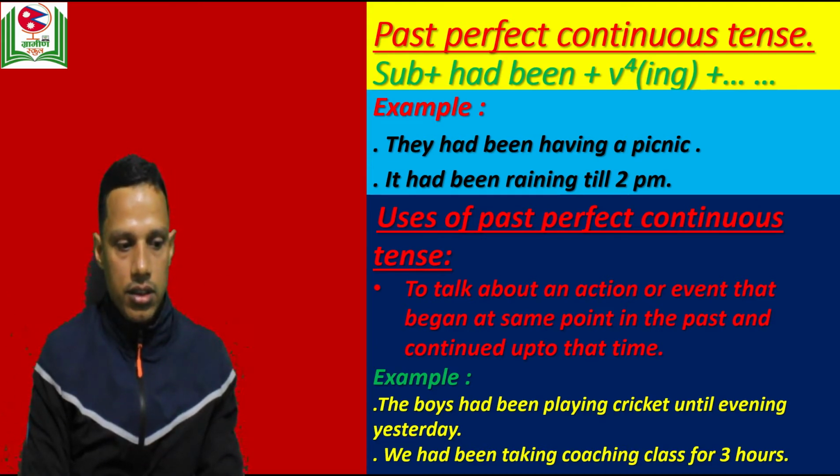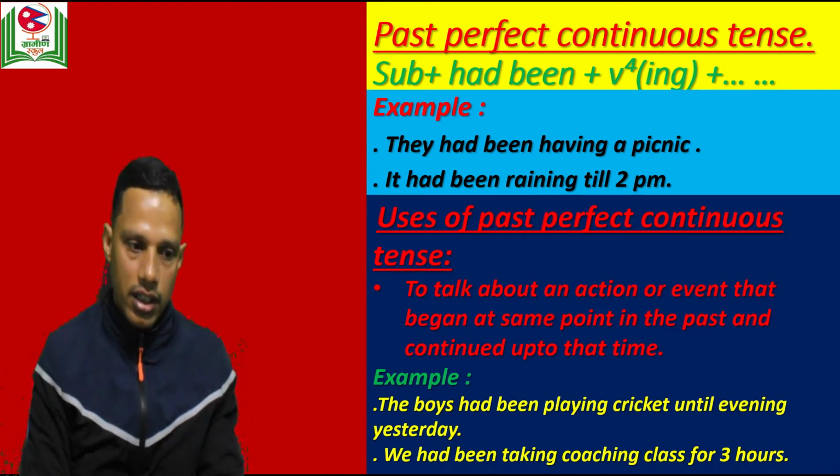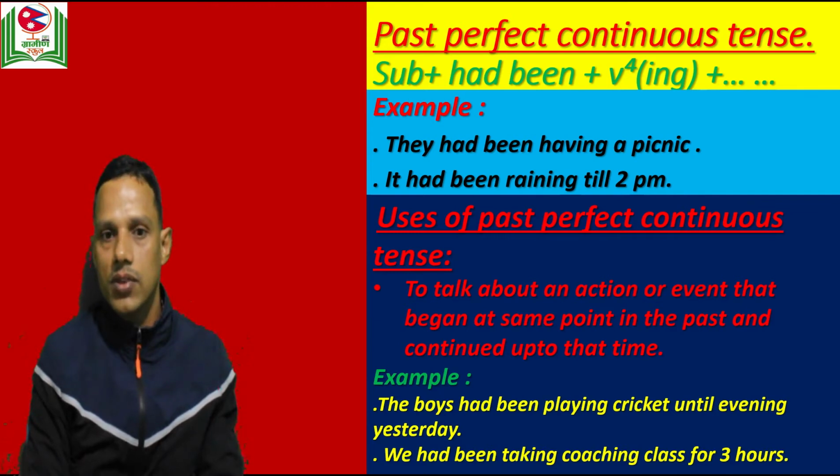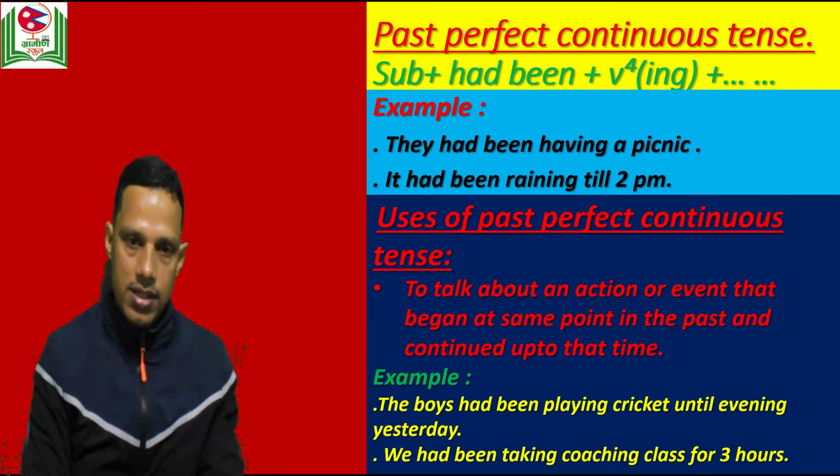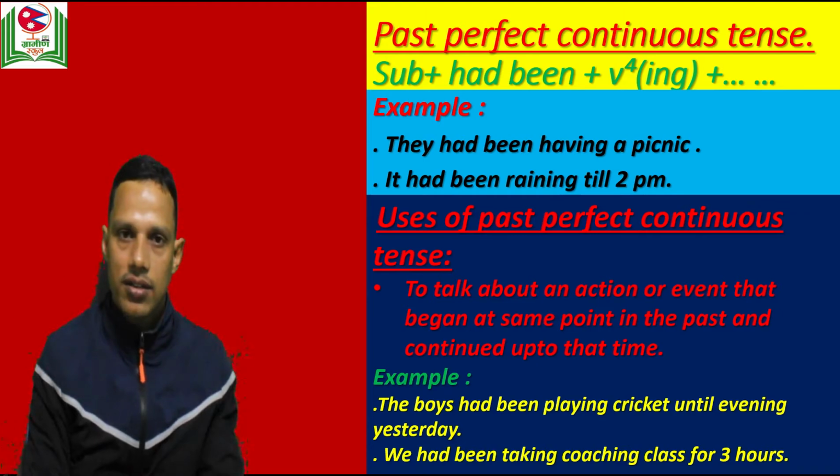We had been taking coaching class for 3 hours. Yes, here the verbs had been playing and had been taking indicate past perfect continuous tense. These actions began at some point in the past, continued for some period of time, and ended, right? So when we talk about such actions or events, we use past perfect continuous tense. Did you get the idea? Yes.